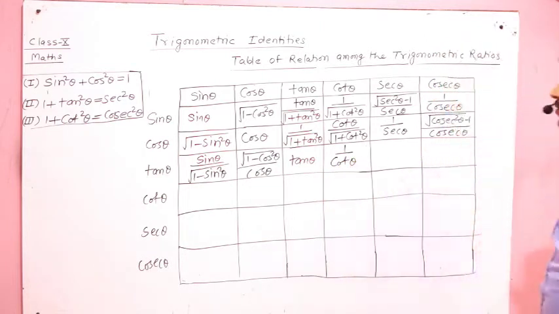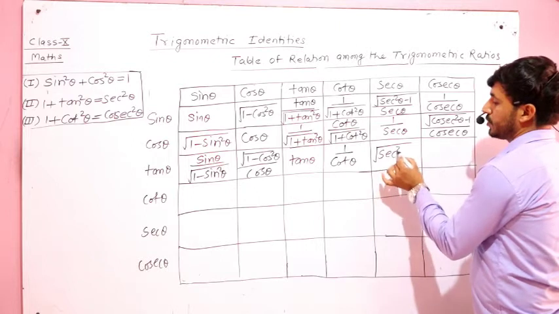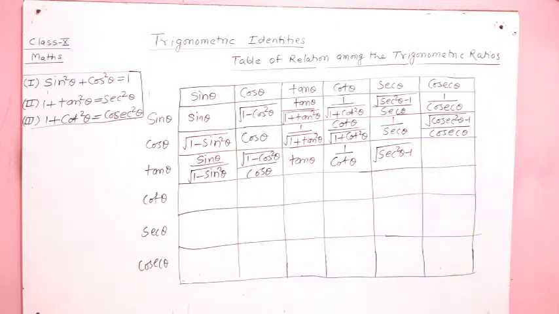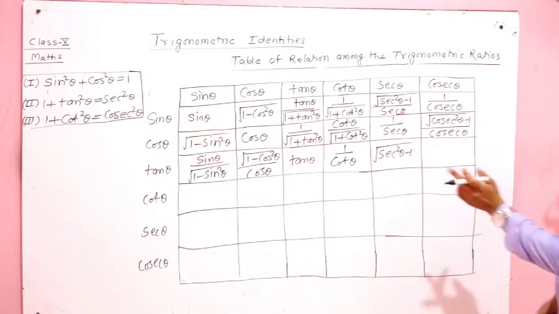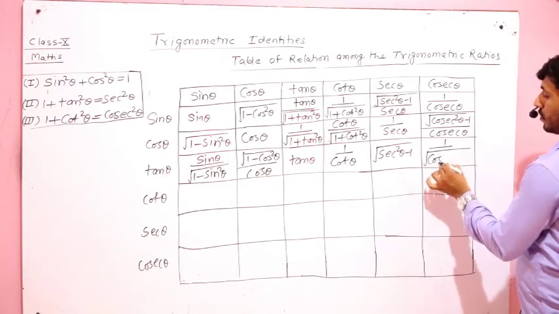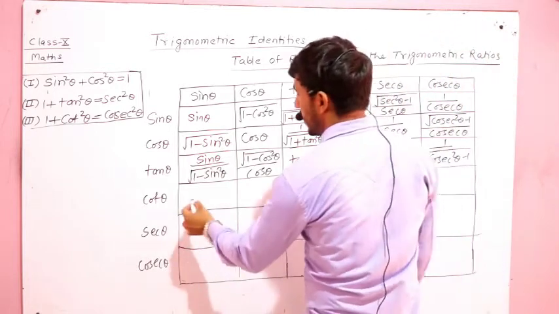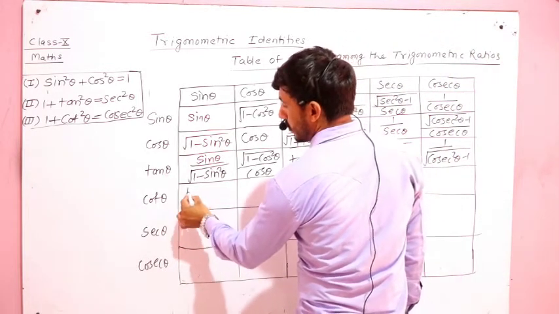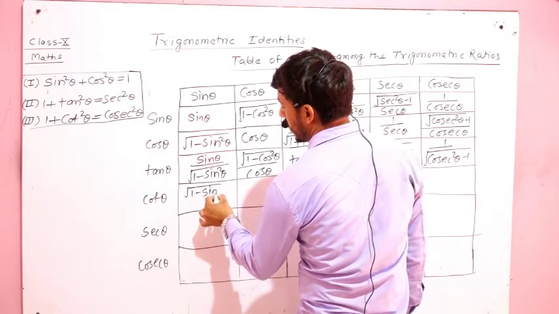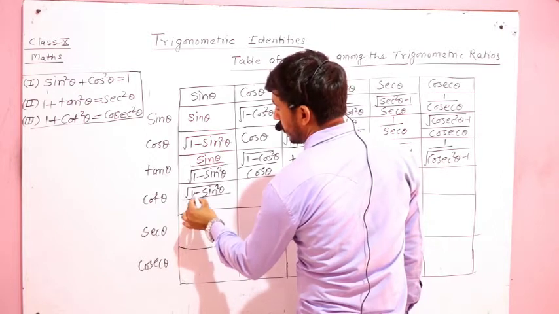And the next, we have to find tan theta in terms of sec theta, and that is given as root of sec square theta minus 1. Tan theta in terms of cosec theta, that can be given as 1 upon root of cosec square theta minus 1. Okay, and next we have to find cot theta in terms of sin theta, and that can be given as root of 1 minus sin square theta, that is divided by sin theta.